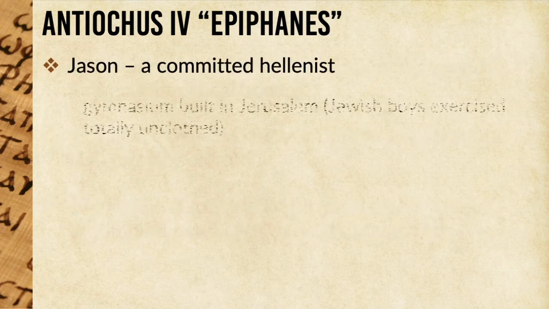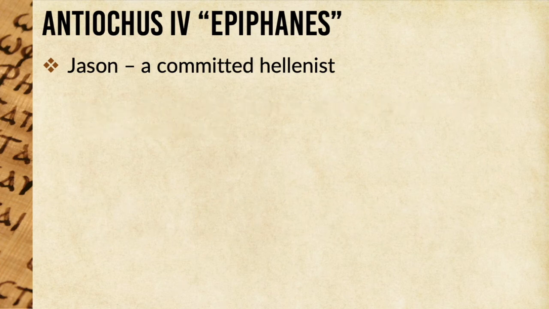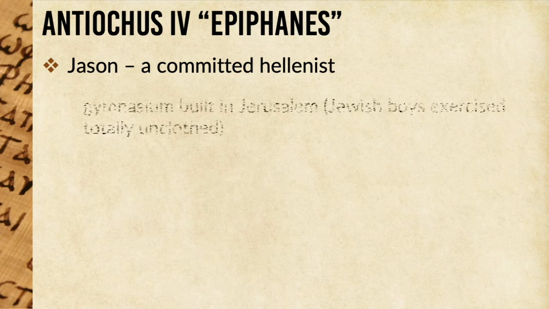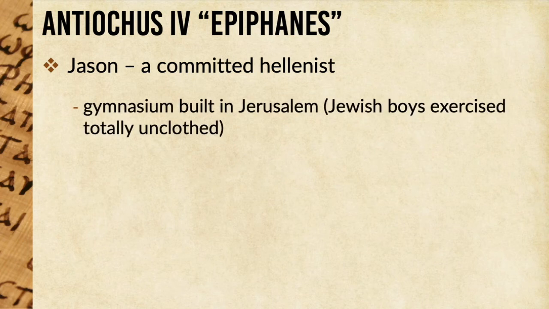Now, Jason was a committed Hellenist. You might notice that by looking at his name. His name here is a Greek name. Now, a lot of Jews later are going to have Greek names, but at this point in Jewish history, if they're wearing a Greek name, it probably says something at least about their parents' attitudes towards Hellenism. Jason was a committed Hellenist. Not only did he buy the high priesthood, but he then built a gymnasium in Jerusalem.